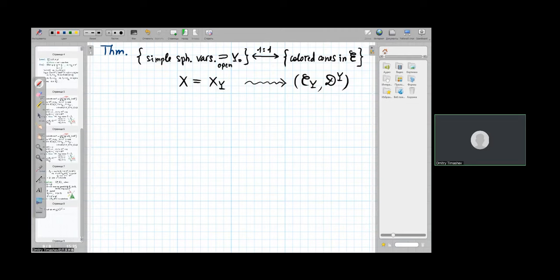Well, today we have just 5 minutes left, so we shall prove the easy part of the theorem. We shall prove injectivity. Let's start the proof of the theorem by proving injectivity of this correspondence.